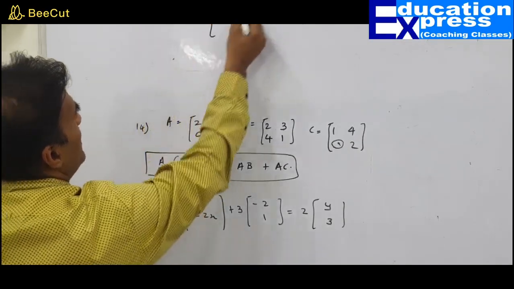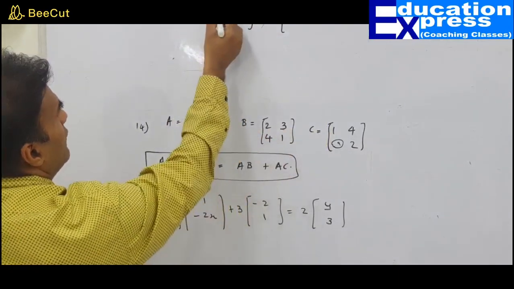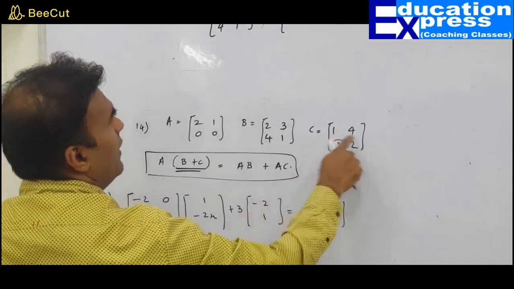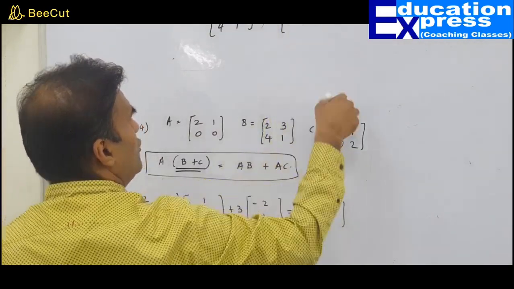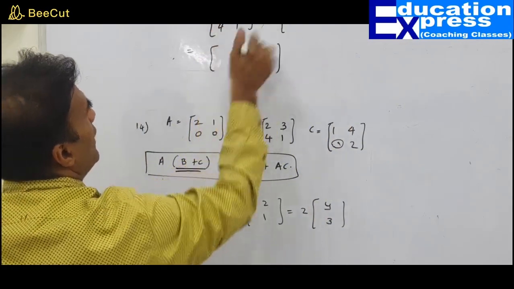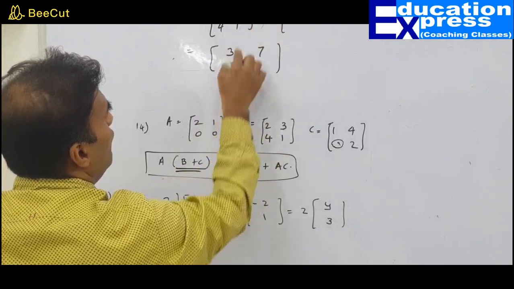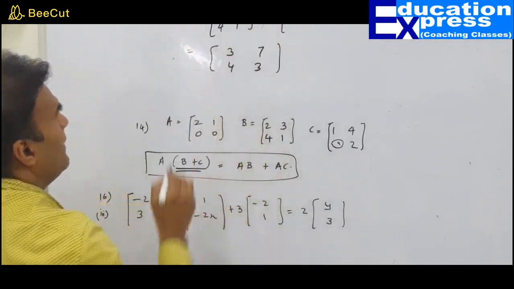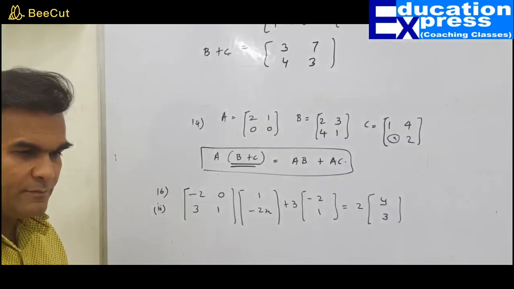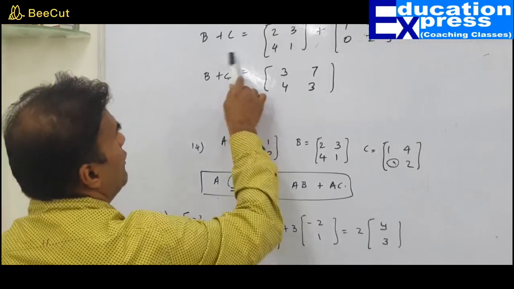Matrix B plus C would be: matrix B is 2, 3, 4, 1. Matrix C is 1, 4, 0 and 2. So here we go. 2 plus 1, 3; 3 plus 4, 7; 4 plus 0, 4; 1 plus 2, 3. We got B plus C. So my dear friends, we found out the value of B plus C.